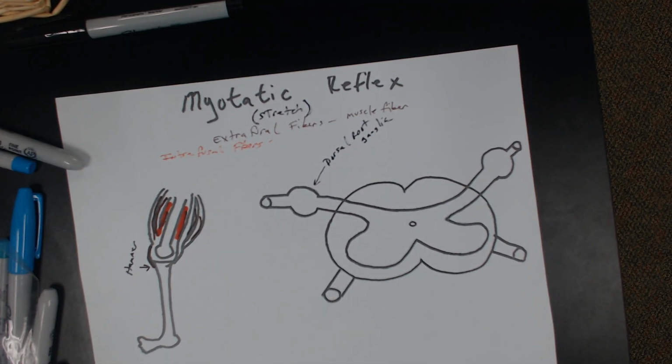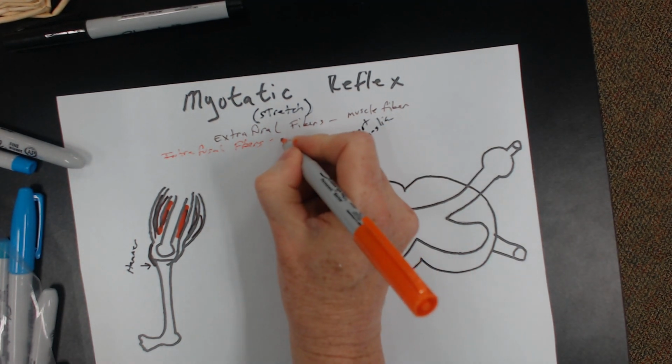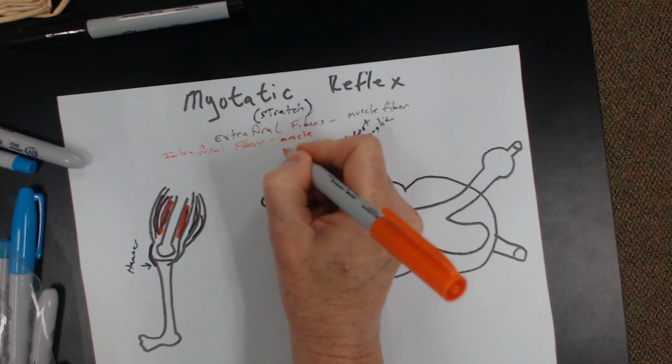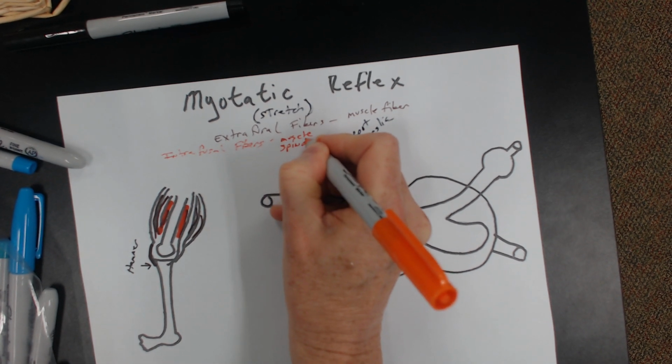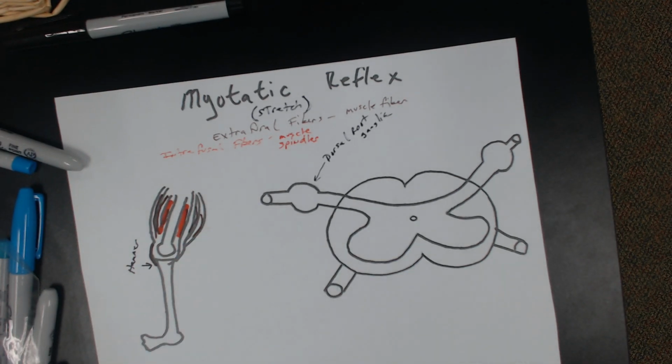Somebody know what those are? Ever heard of a muscle spindle? Yeah, the muscle spindle is what your muscles are going to use to detect the stretch reflex. So your intrafusal fibers are nothing more than your muscle spindles. They're intercalated in all muscle tissue. They're special receptors that pick up stretch. That's your muscle spindle.